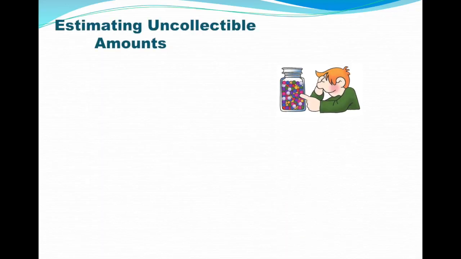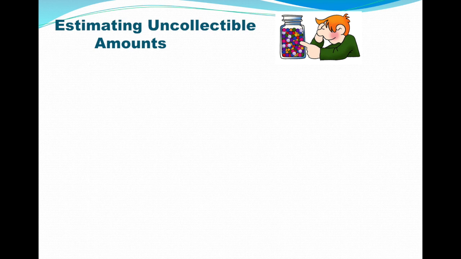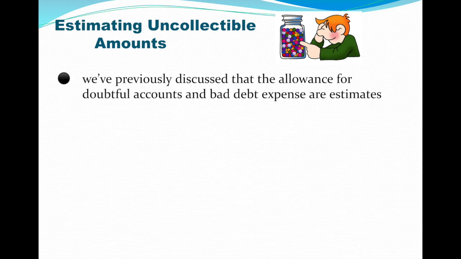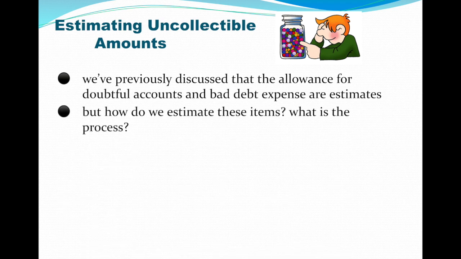Let's continue to the valuation of accounts receivable. So this is the final part of looking at accounts receivable valuation, and we're looking at estimating uncollectible accounts. So we've previously discussed that the allowance for doubtful accounts and bad debt expenses are estimates. Now, the way that these estimates are made differs depending on the method that you want to use, and there are two of them.